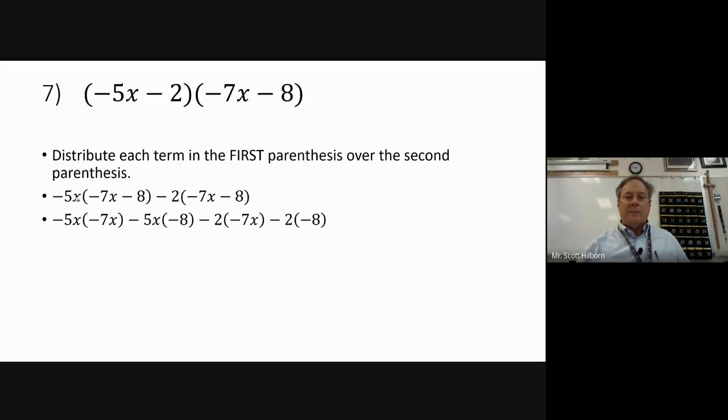And again, when I'm doing it, I don't write all these steps because I know what I'm going to do. But here's what you're doing. You're going to do negative 5x times negative 7x, which is going to give you a positive 35x squared, and so on. And then negative 5x times negative 8 gave you a positive 40x. And then that negative 2 times negative 7x gave you a positive 14x. And negative 2 times negative 8 gave you a positive 16.